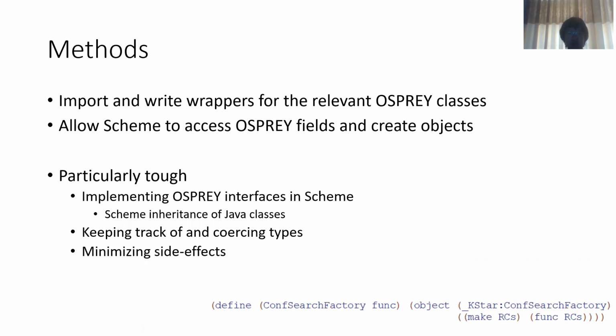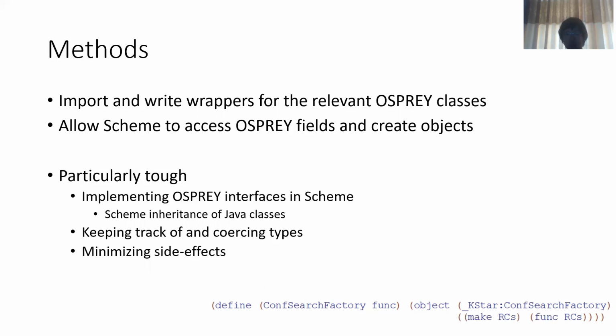To write this interface, we need to import and write wrappers for all the relevant OSPREY classes and allow the Scheme front end to access any relevant fields and create the objects it needs to create. Particularly tough things to do when converting between Scheme and Java were to implement OSPREY interfaces in Scheme. Some of the interfaces in OSPREY were Java classes, and we wanted to be able to create some kind of Scheme class that could inherit a Java class, which was pretty difficult to do.